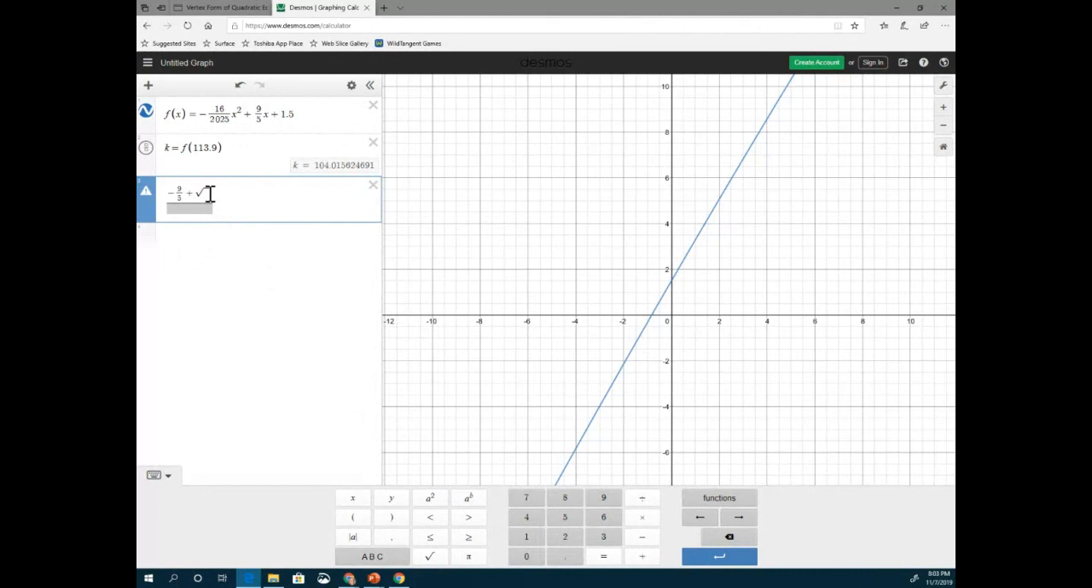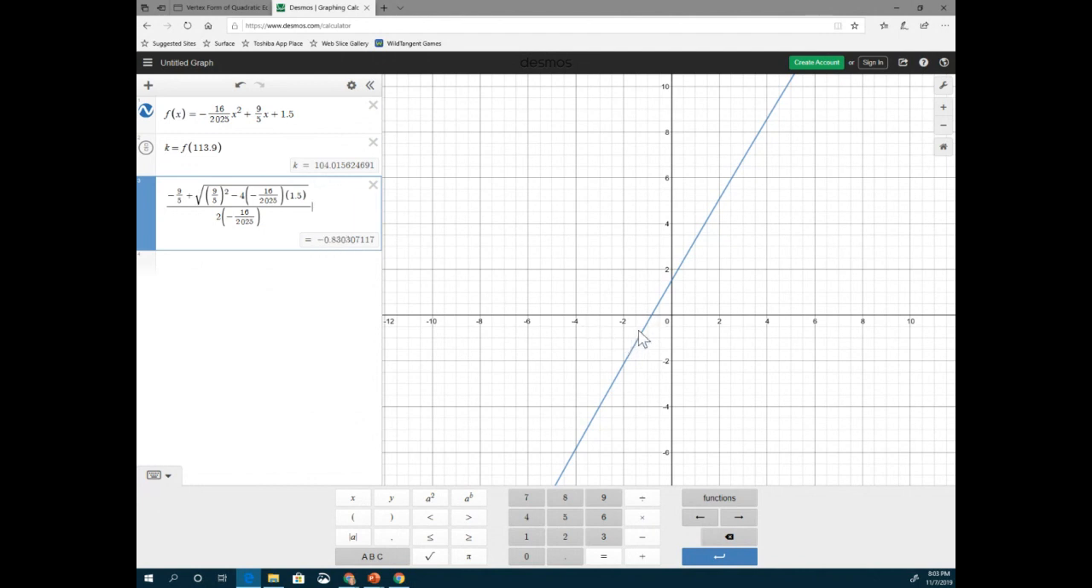Now I have my square root. So it's b squared, so I'm going to take that b value again, 9/5 squared minus 4 times a. I'm going to just copy and paste times c, which is 1.5. And then our denominator is 2 times a, so I'm going to have to copy a again. Okay. So our one x-intercept is negative 0.83.